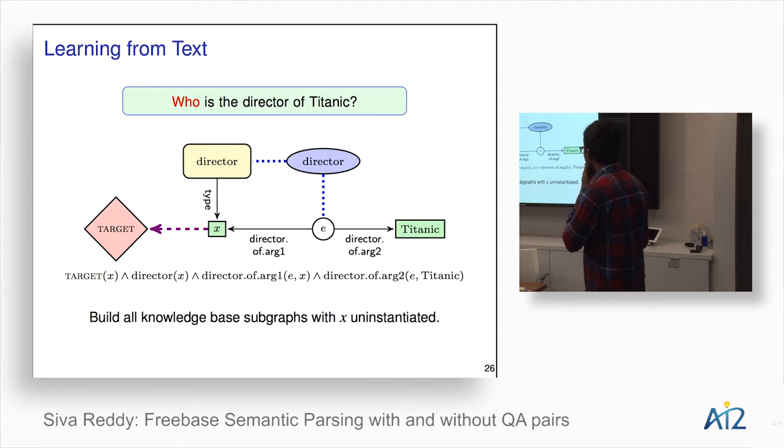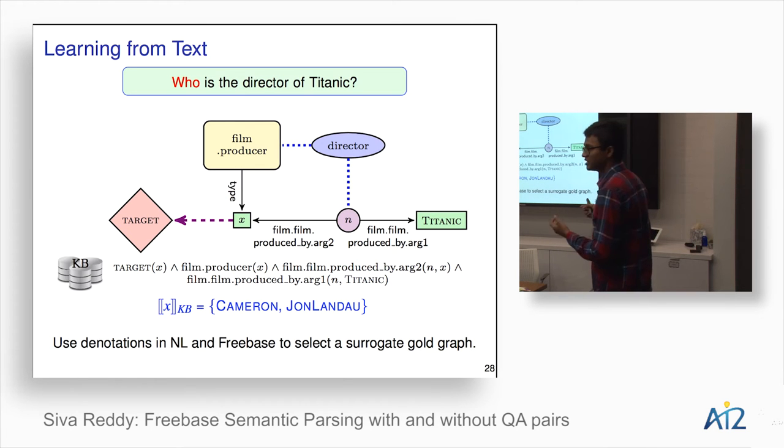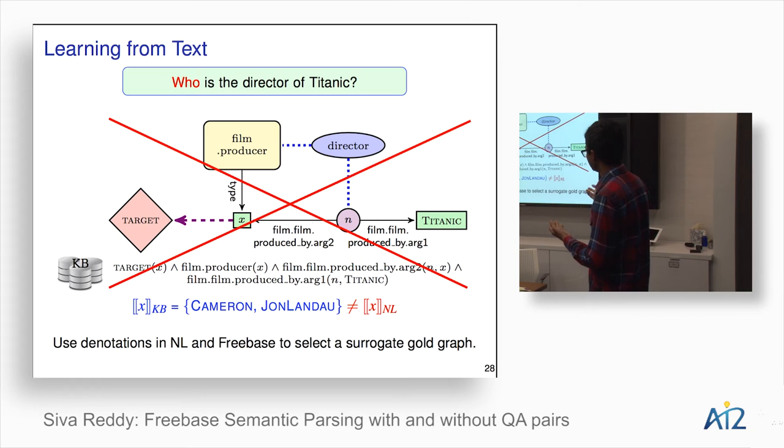By this, I mean that you know the one I removed is Cameron. And in the original graph, it says that Cameron is the only entity that could satisfy this graph. So now we know that X could be filled only by Cameron here. So the denotation of X in natural language is Cameron. Okay. So I take this graph now and convert it to a Freebase graph. One of the Freebase graphs is X produced Titanic. And if you take the denotation of X in Freebase, it says it's Cameron and John Landau. We know that this is not the same as the denotation we required, so we can ignore this graph.